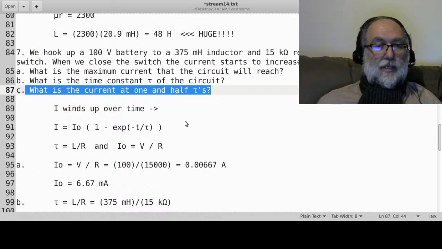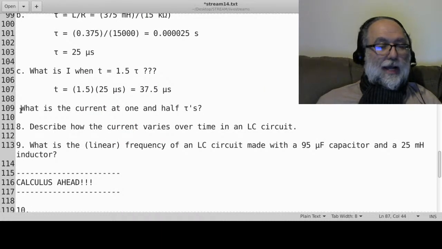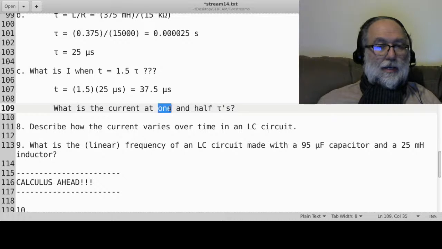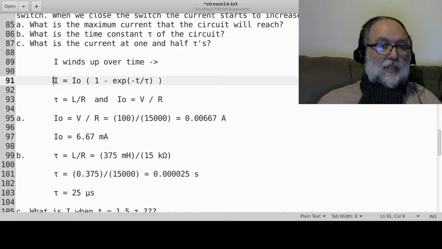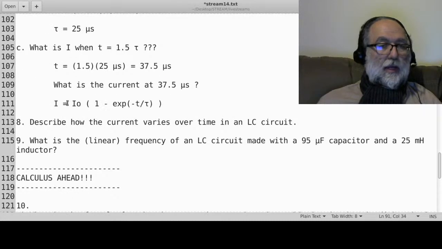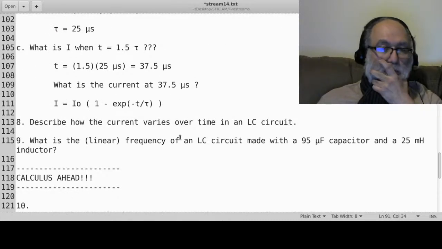Let me just cut and paste it here. Rather than asking it this way, what is the current at 37.5 milliseconds? You say, well, how do you solve that? Well, for this, you have to go back to the exponential decay formula. Okay, so let's look at it one more time.